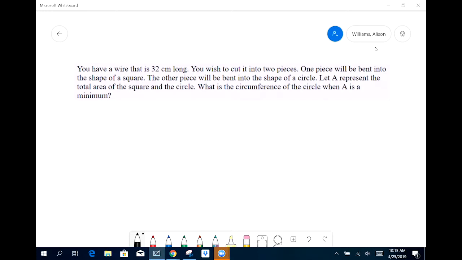Okay, so let's just sketch out what's going on here. We have this wire, giving it distinct endpoints, and we're told it's 32 centimeters long. We're going to cut this wire into two pieces. So here, I'll just pretend those are the two pieces. One piece, I'll just call it X for right now. And the other piece is whatever's left over from the 32 centimeters. So the best way to write that is 32 minus X.